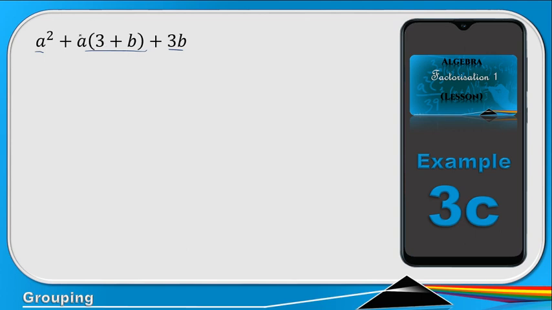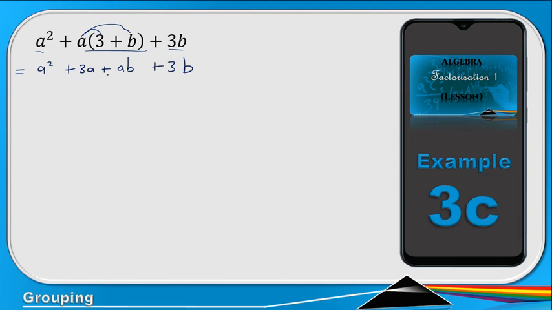So what we can do is first multiply out all your brackets. So let's see what we have if we do that. It is a squared plus 3a plus ab plus 3b. Okay, so now we are left with this.